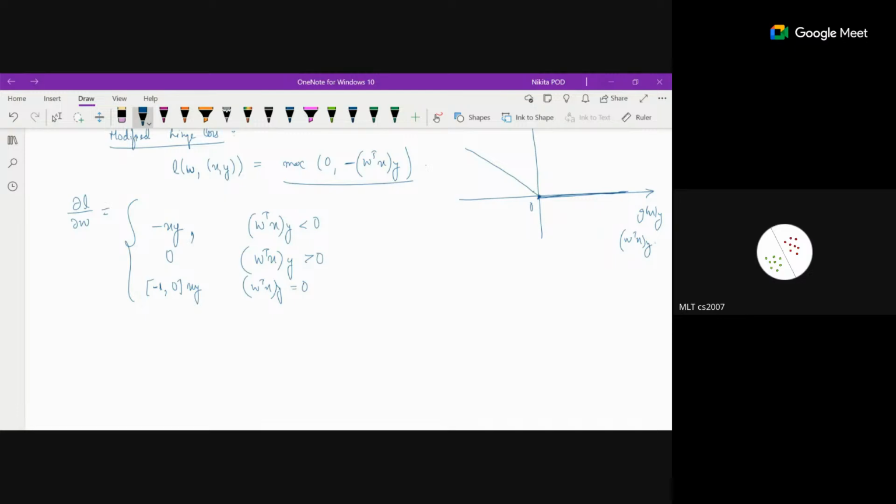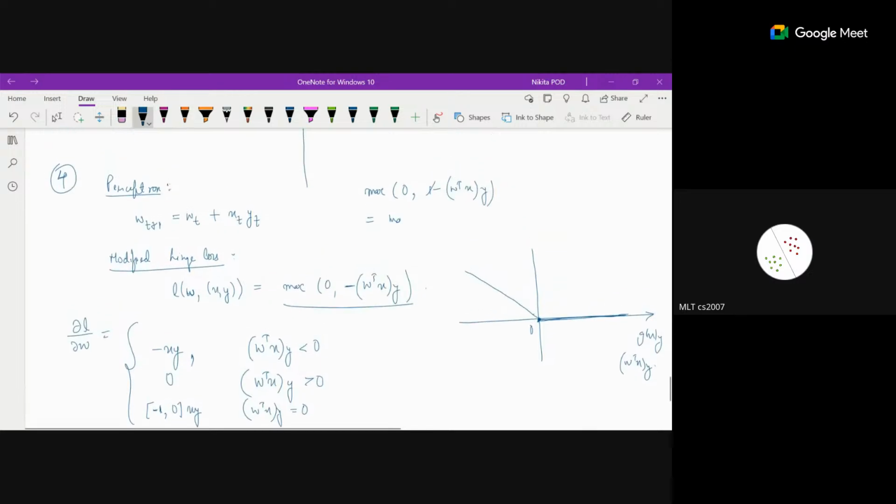And when we use this perceptron algorithm, in case the algorithm has not classified the point correctly, that is when w transpose x times y is less than 0, then the derivative we are going to take is minus of xy. So if you look at this update rule for the perceptron, it looks more like the gradient descent update rule that we had seen.